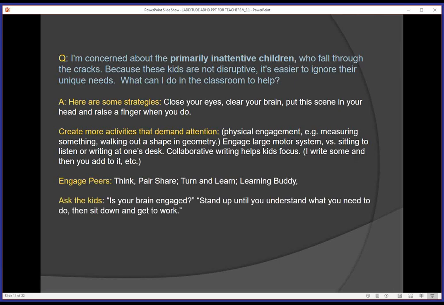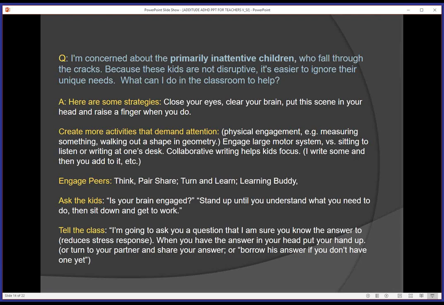Ask kids frequently, is your brain engaged? And I've said this before and I'll reiterate it here. Stand up until you understand what you need to do. Sit down and get to work. Those physical cues show that kids are really connected to you rather than assuming that they're with you in this task.